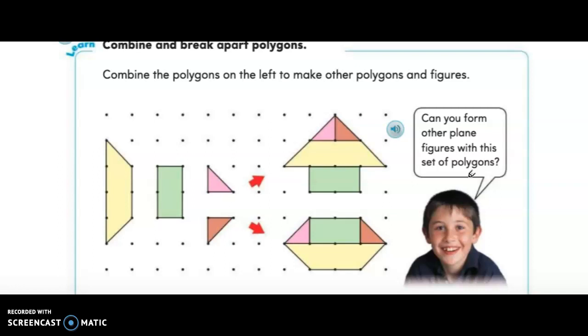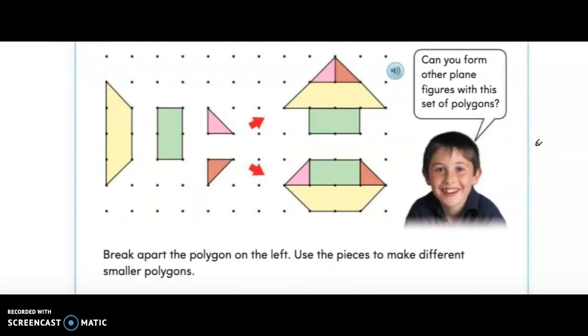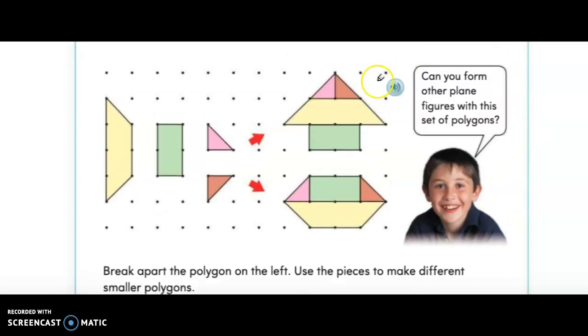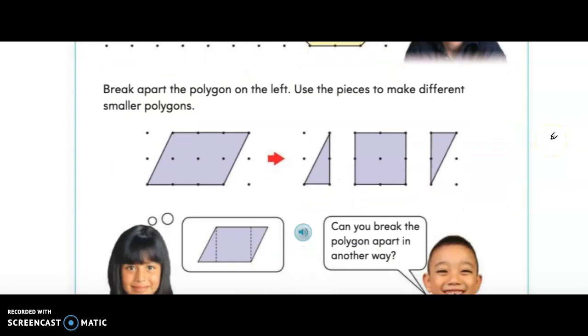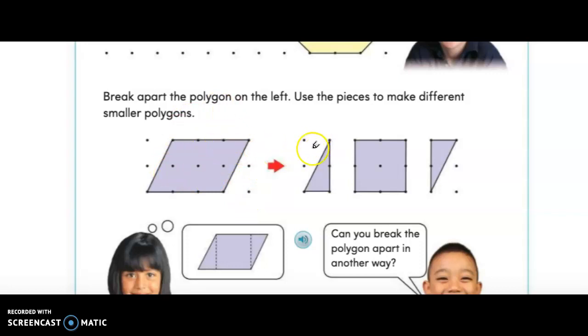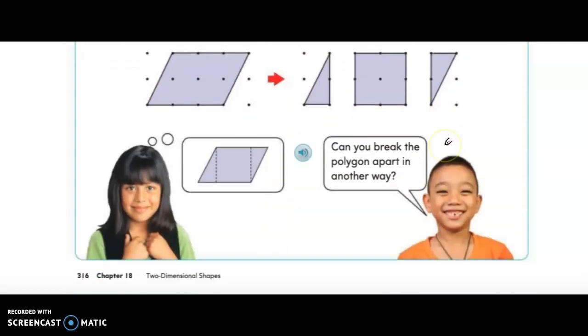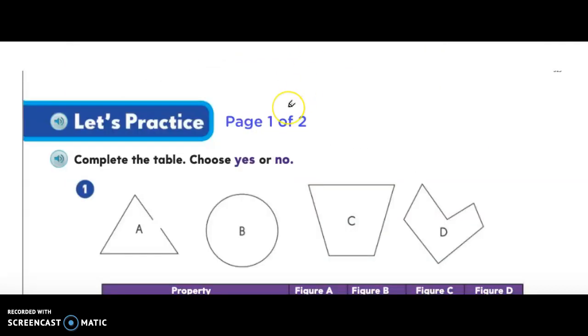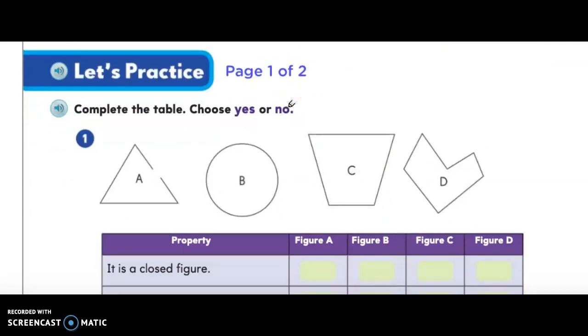All right, so combine the polygons on the left to make other polygons and figures. So we can break some of these shapes apart in order to make other shapes. If you've ever used tangrams, you can think of the different shapes that you can make with that. So they broke up this parallelogram here by having a triangle, a square, and then another triangle. Unfortunately, since we aren't in school, we won't be doing the tangram activity, but if you have tangrams at home, you can definitely try that and test it out.